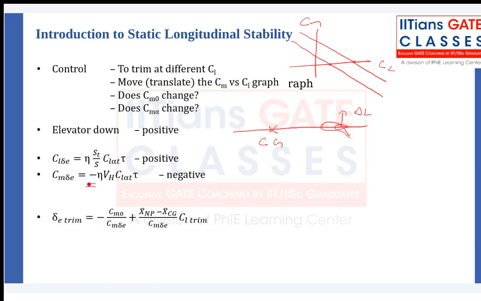Okay, so delta E trim, that is how much we need to deflect the elevator to trim at a given CL, is given by this equation. All right, so this we will be using in a few questions. So just try to remember this. This is your y-intercept and this is your slope. Now from this equation, will the graph have a positive or negative slope for a stable aircraft?